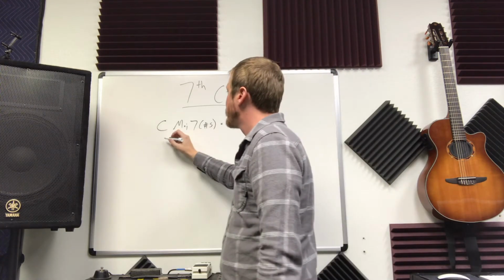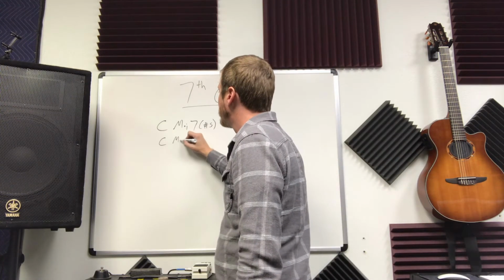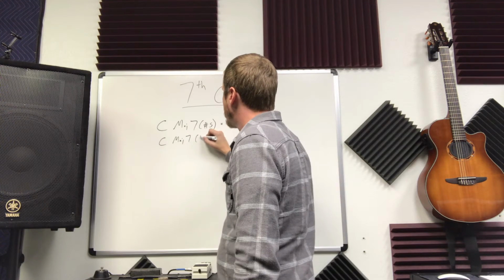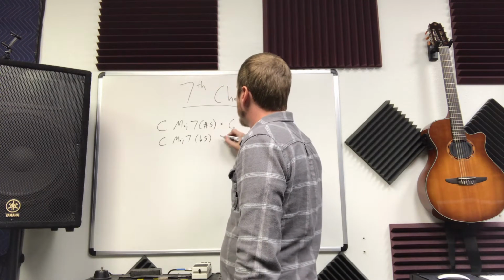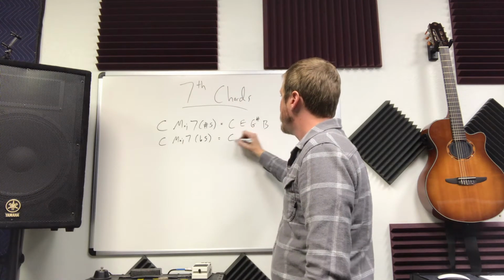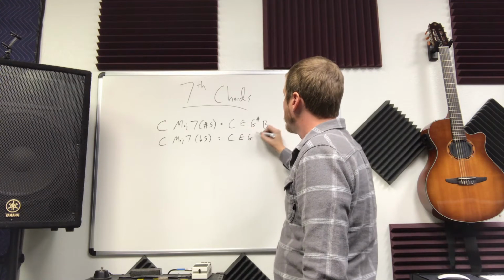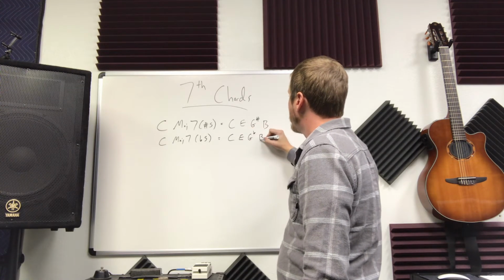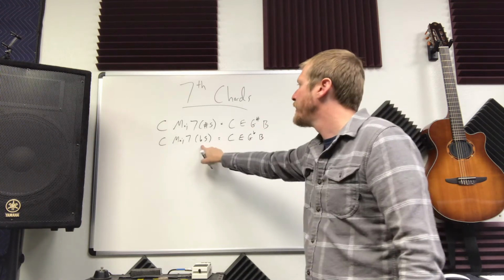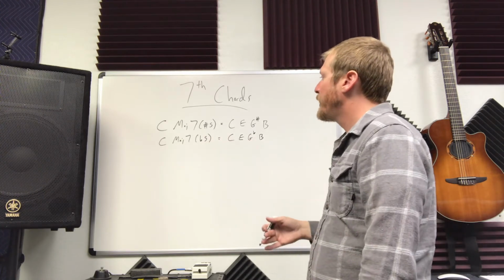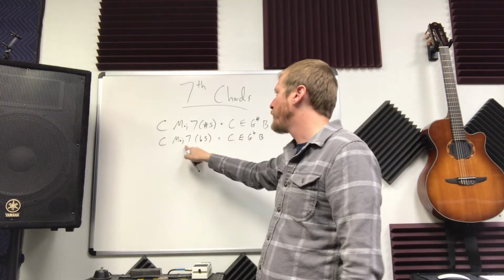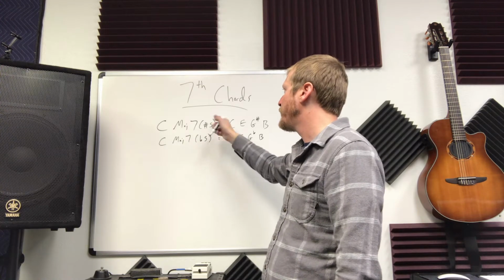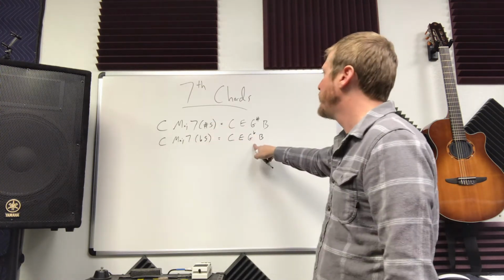If we wanted to have a major 7 flat 5, then the notes would simply be C, E, G flat, and B, because the 5th would be flat. Okay? So again, it's important to understand the basic chord first, so then you know what note is being sharped or flatted and what that would be in that case.